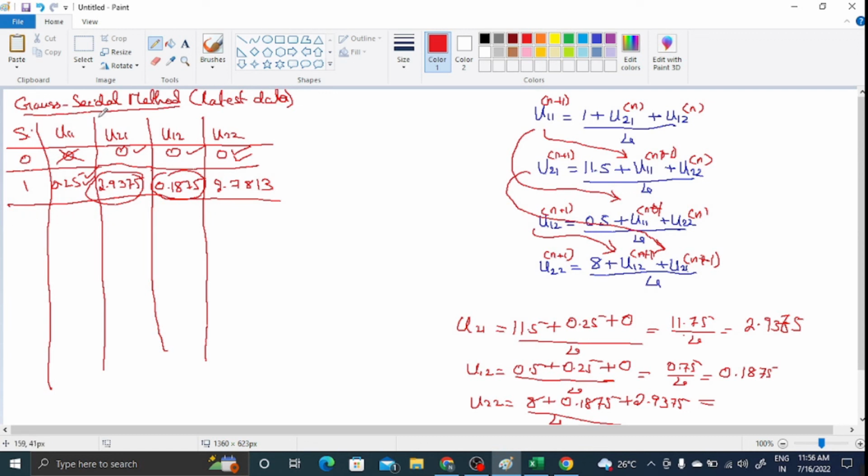So the advantage of Gauss-Seidel method is the convergence rate is more compared to the Jacobi method.